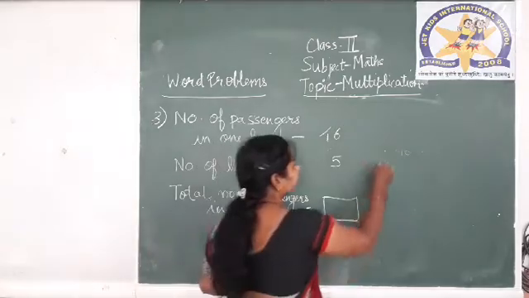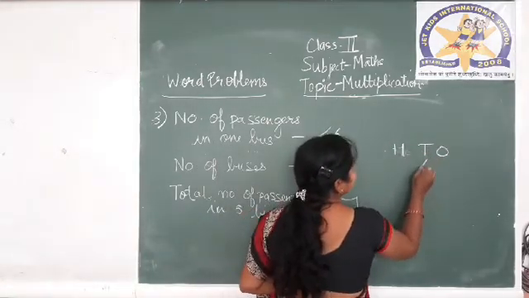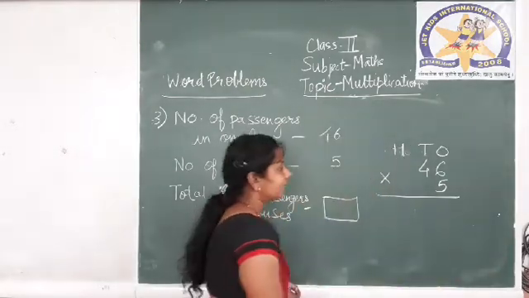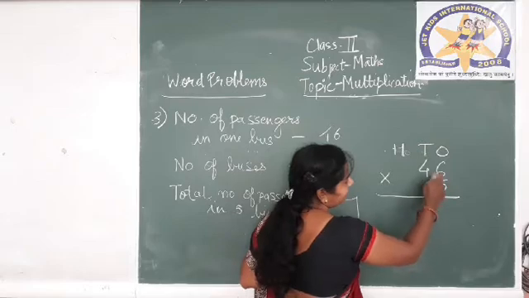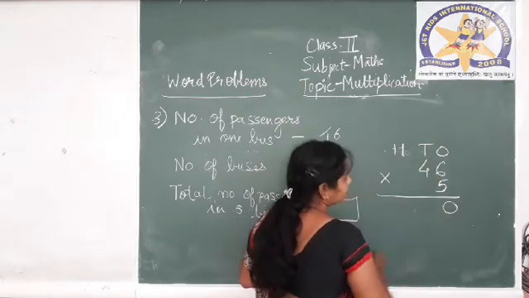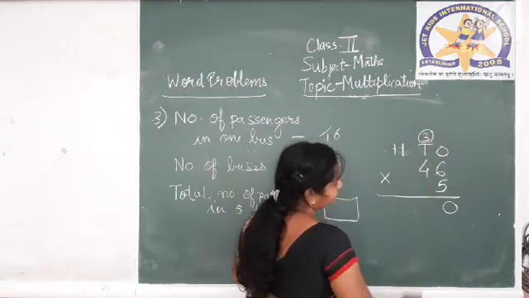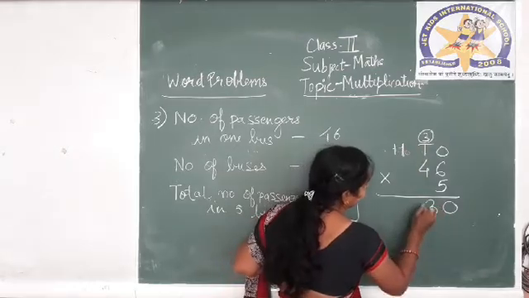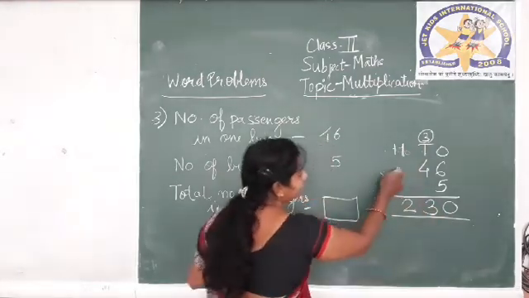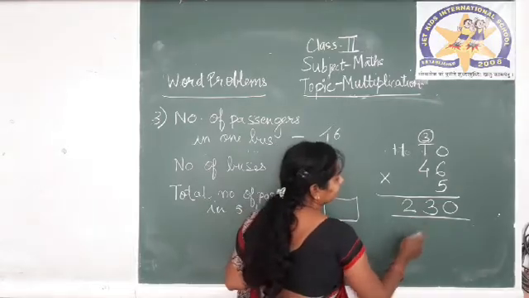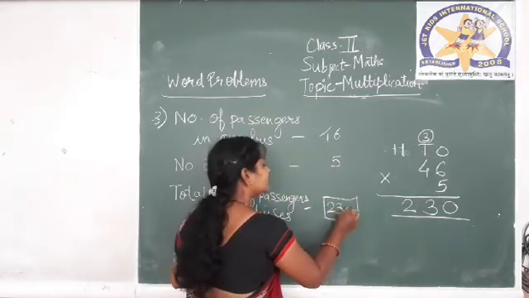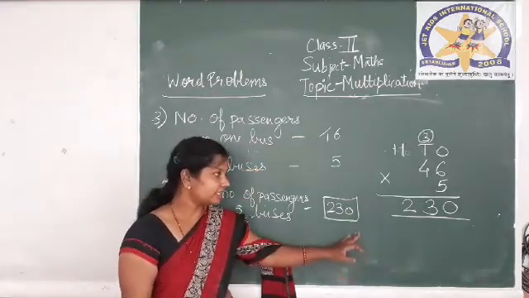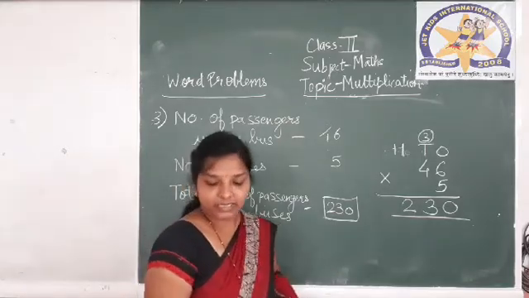So, make the columns of 100, tens and ones. Write down the numbers 46 multiplied by 5. Multiply the ones first. 5 sixes are 30. 0 here, 3 carried. 5 fours are 20. 20 plus 3, 23. Here no number is there, so we have to write down directly 23. So total number of passengers in 5 buses is 230. So this was the third example.